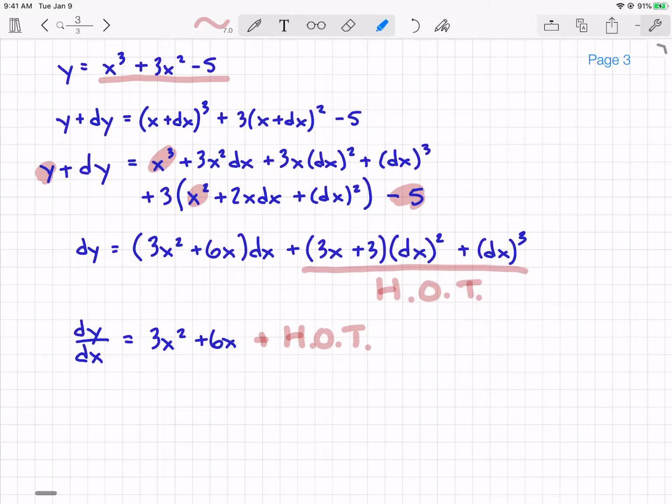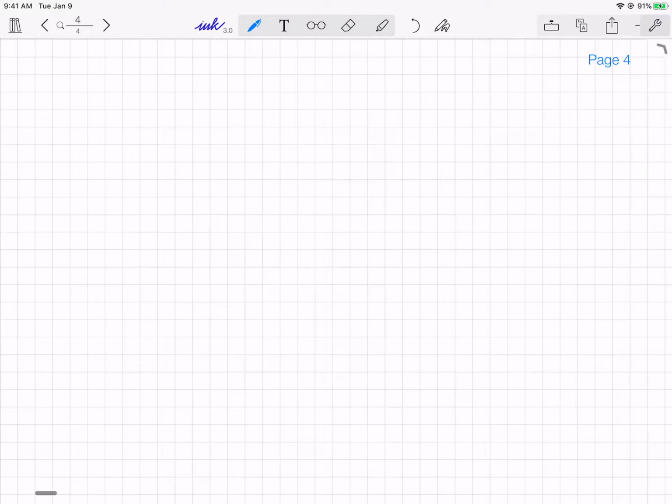Kind of fun, right? Let's take a look at another one, to see how practical or impractical this is. Let's do a basic one: cosine of x. We know the derivative is negative sine of x, but let's see if we can perturb it and find out. So y plus dy equals cosine of x plus dx.